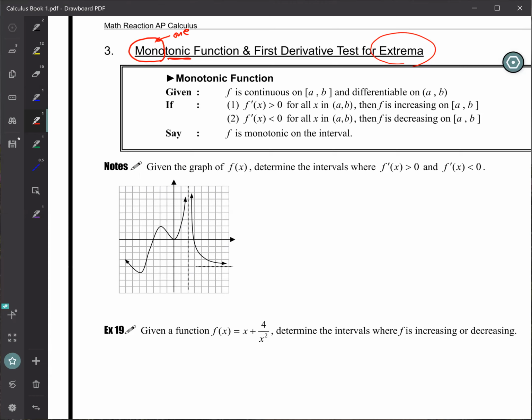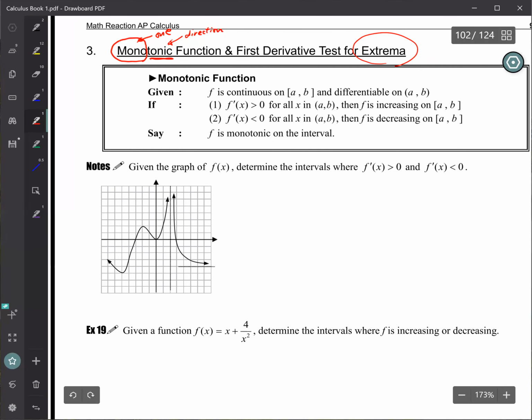Okay, never mind. Monotonic is going in one direction. So this is like direction, not a bend. A monotonic function goes in one direction, right? If it's only increasing within that interval, then we'll say it's monotonic on that interval, or just decreasing.